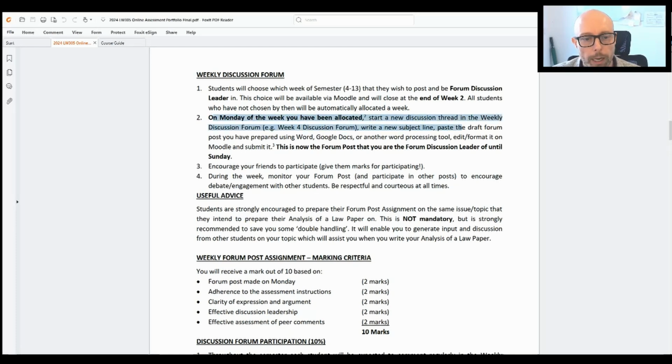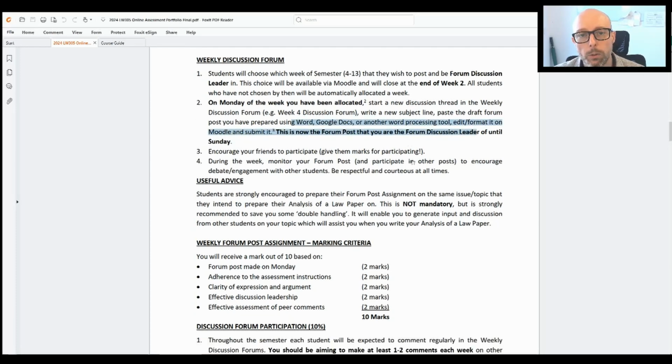What you will do, and there's currently an example for week 2, and an example will go up for week 3, is start a new discussion thread in the discussion forum. You'll give it a subject line. You'll have drafted up your forum, however you've drafted it, and you'll submit it once you've formatted it to your satisfaction.